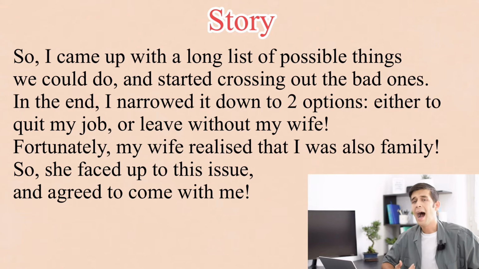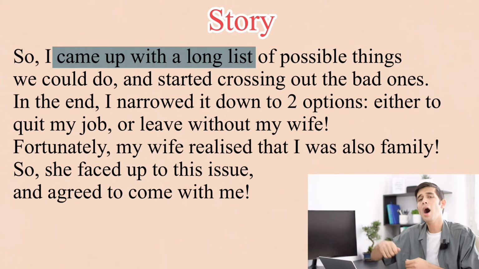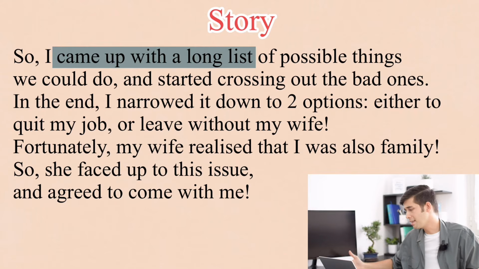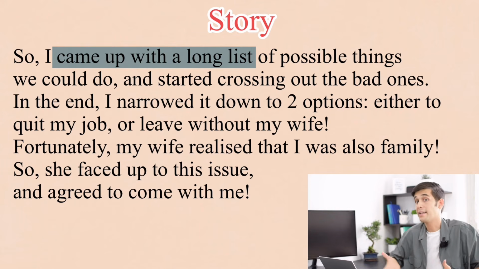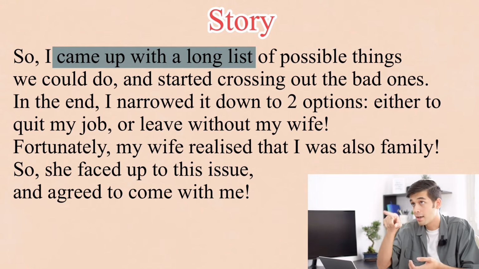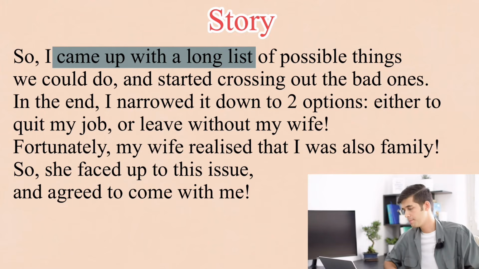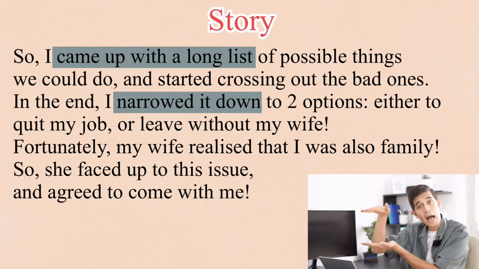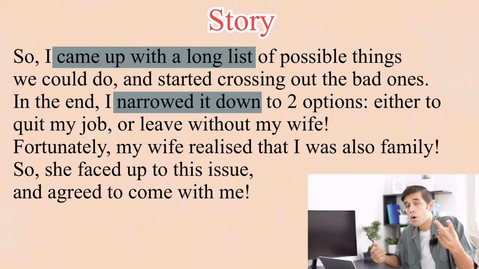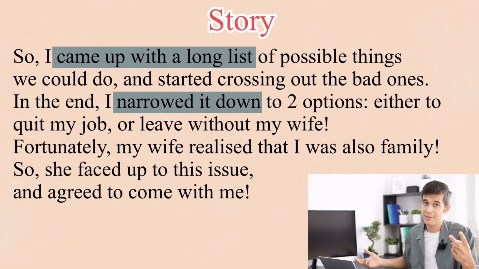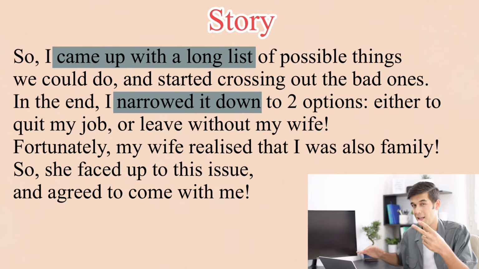So, I came up with a long list of possible things we could do and started crossing out the bad ones. I came up with a list and started crossing out the bad ones. In the end, I narrowed it down to 2 options. Either to quit my job or leave without my wife. 2 terrible options I had.